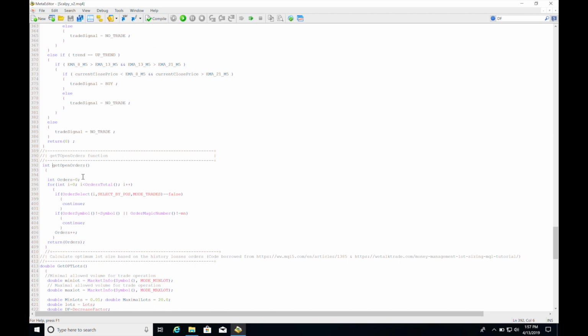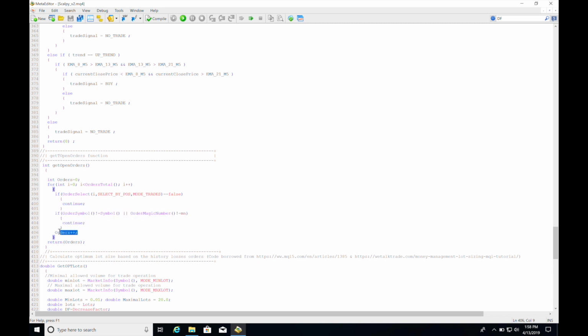And basically, we are checking if there are any open orders available. So to begin, we set orders to 0, and then we're going to traverse all the different orders that we have in the system. This one will skip if the order is not trade-based. This one will skip as well by continuing to the next iteration if the symbol is not the symbol that we're looking for, or if the magic number is not our magic number.